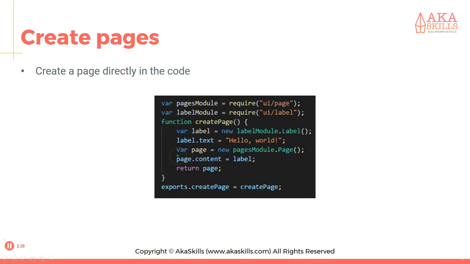After that, I'm creating my page. So I'm saying var page equals new pagesModule.Page, and I'm saying that its content will be equal to label, and then I return it. To the end, I am saying exports.createPage is equal to this createPage function.